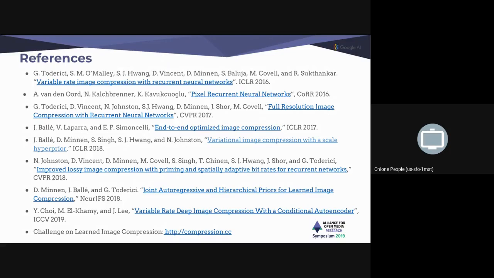And the bottom link there is a challenge on learned image compression. It's the website of the challenge. We're going to try to run it again next year. So I would like to invite you all to also try to participate because, as I said, VVC was the most represented codec there, and it would be great to have more diversity there in terms of codecs.